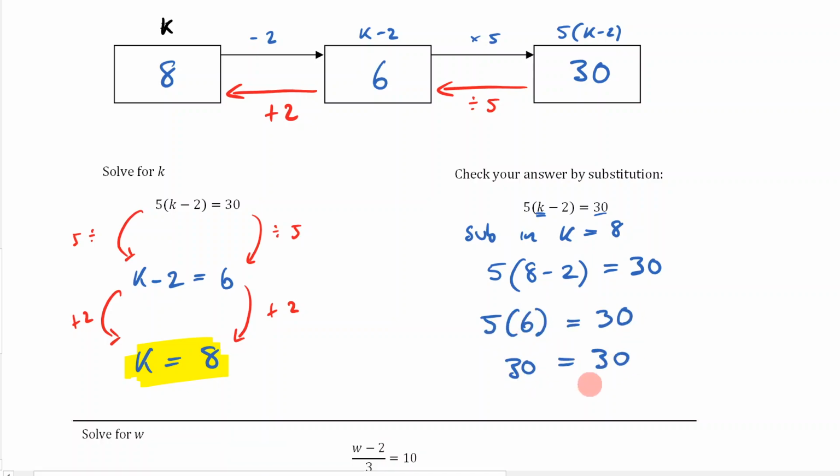Well, would you look at that? 30 is equal to 30. That's true. We've done it correctly. Hooray. Again, it's the order that matters. If you get the order right, you'll get the answer right.